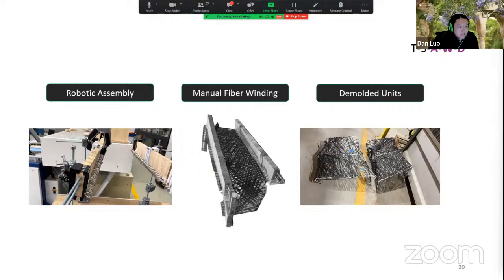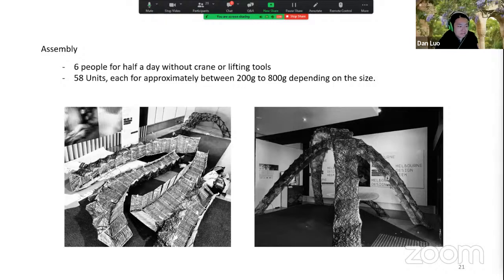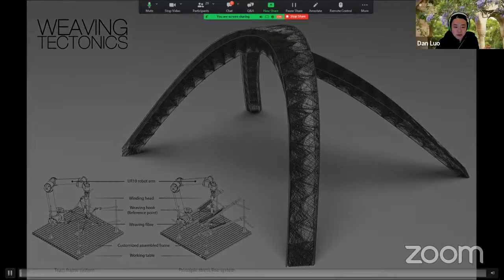So this is the formwork that we're using, and here are some completed components. Because we developed it on a quite condensed schedule, we did not have much documentation during the process, but this is what the final result looks like when we fully assembled them at Melbourne Design Week.